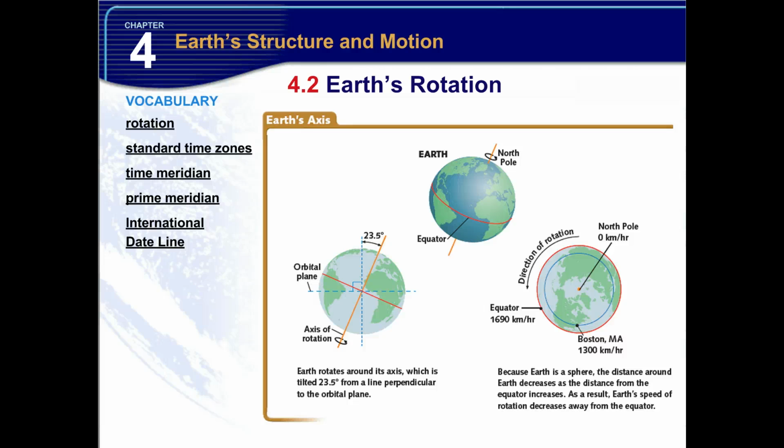Now, because Earth is a sphere, the distance around Earth decreases as the distance from the equator increases. So as a result, Earth's speed of rotation decreases away from the equator. So the fastest Earth rotates is at its equator. It's about 1,690 kilometers per hour at the equator, and at the North Pole it's 0. Boston, it's 1,300 kilometers per hour.